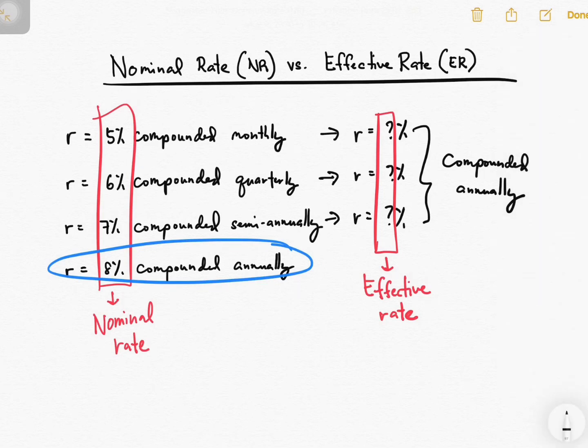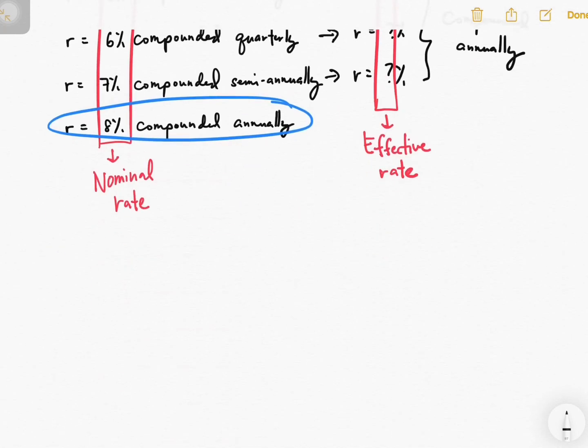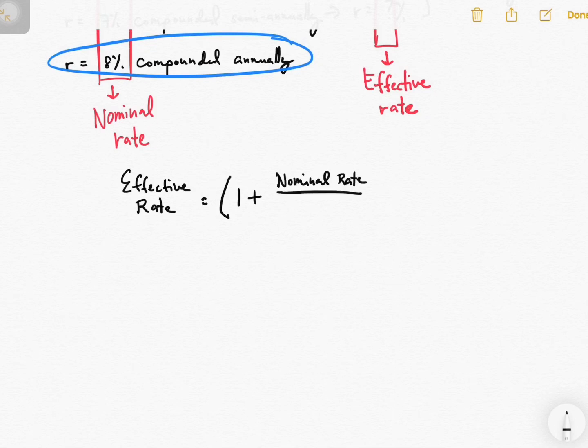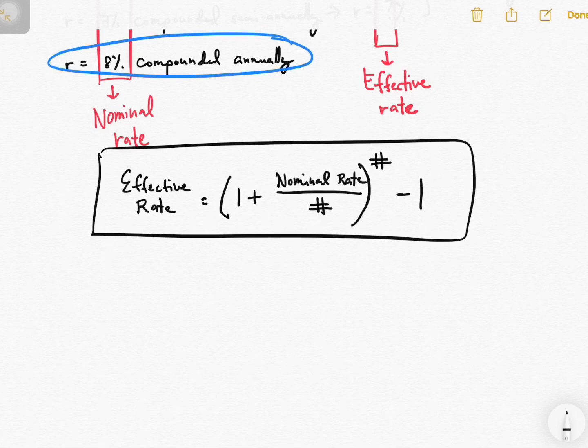Now, given the compounding periods here, compounded monthly, quarterly, semi-annually, how do you convert that to percentage compounded annually? We have a formula. The effective rate is computed by getting the sum of 1 and a fraction with the nominal rate as the numerator and the number of compounding periods as the denominator. You will raise that by the number of compounding periods and then minus 1. This is the formula to compute the effective rate given the nominal rate.